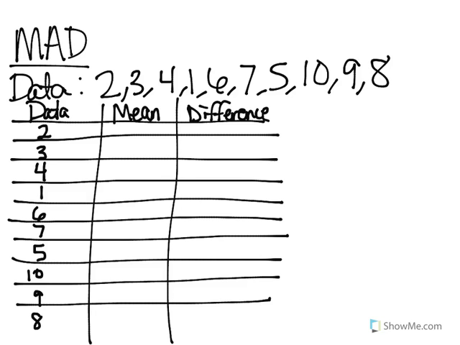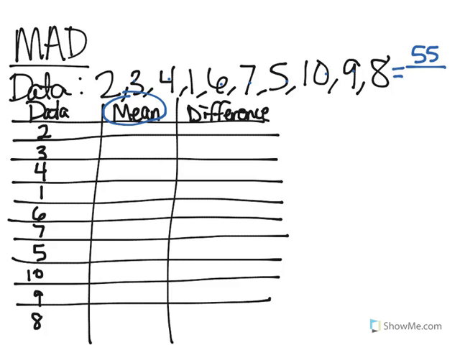And now I'm going to find my mean. So I'm going to add all these numbers up. 2 plus 3 is 5. 5 plus 4 is 9. 9 plus 1 is 10. 10 plus 6 is 16. 16 plus 7 is 23. 23 plus 5 is 28. 28 plus 10 is 38. 38 plus 9 is 47, and 47 plus 8 is 55.